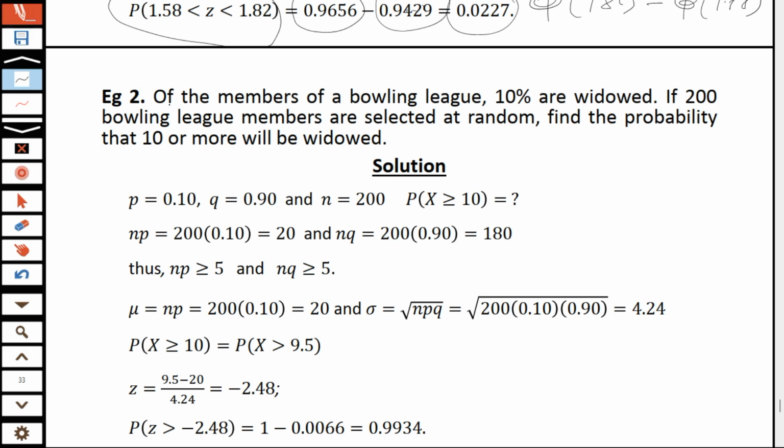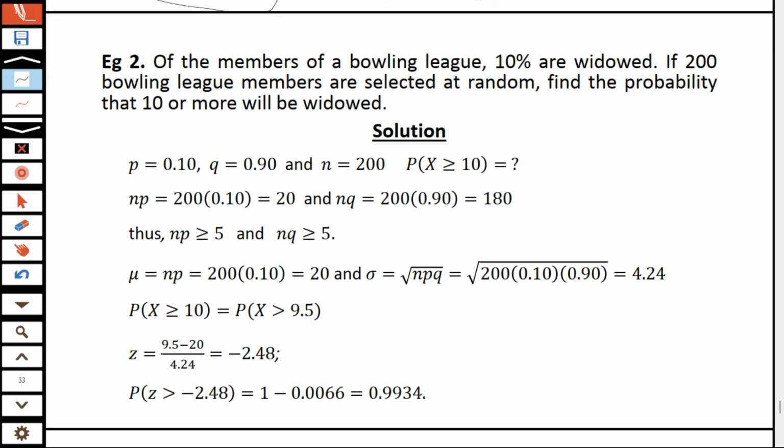So for the next question, we are saying that of the members of a bowling league, 10% are randoms. If 200 bowling league members are selected at random, find the probability that 10 or more will be rendered. So at the end of the day, we have our p given, right? We have our p to be what? 10%, that's 0.10.